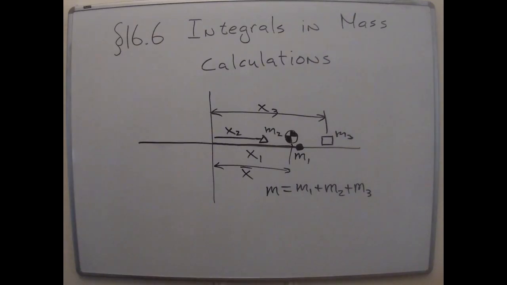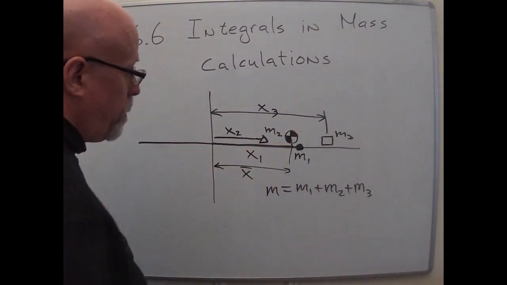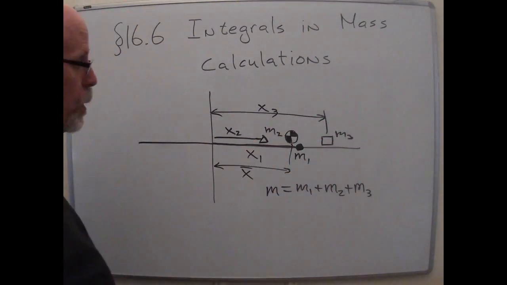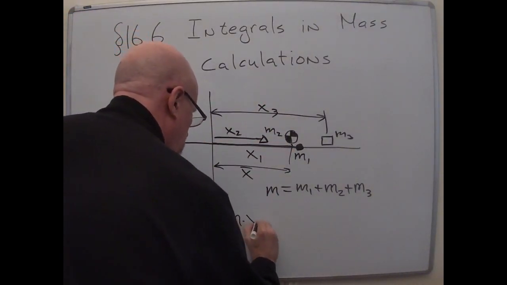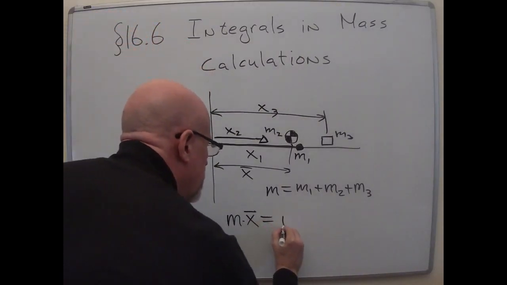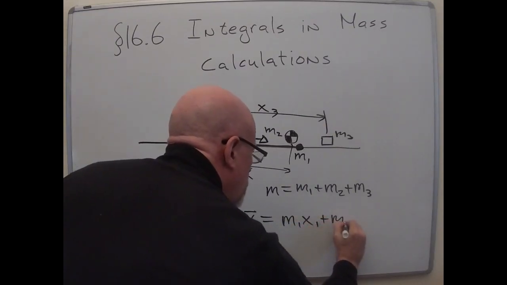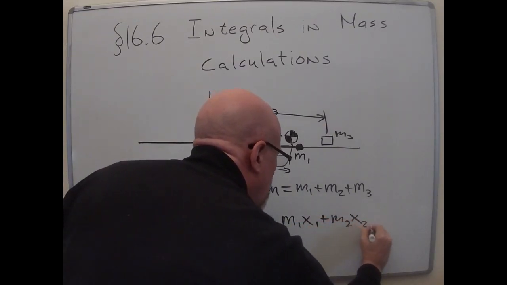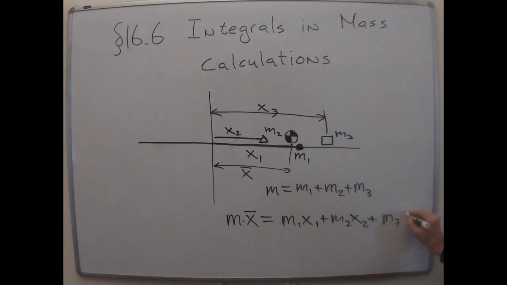So the center of mass, how do we get it? Well, the idea is this, that if you put all three of these masses at that spot, it would produce the same moment as they do in their individual places. That is, m times x bar should be equal to m1 x1 plus m2 x2 plus m3 x3.